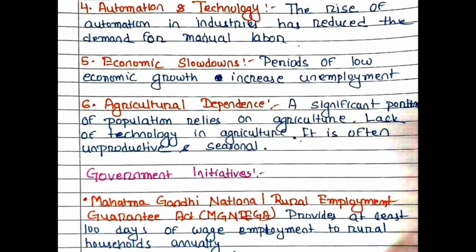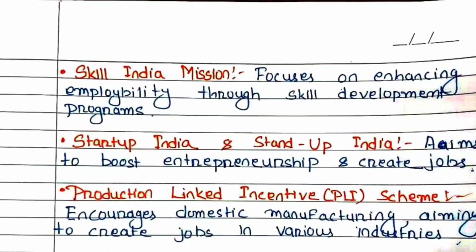Then there are some government initiatives to tackle unemployment in India. We will discuss them one by one. First is the Mahatma Gandhi National Rural Employment Guarantee Act, which is also known as NREGA, and it provides at least 100 days of wage employment to rural households annually. Then the Skill India Mission, which focuses on enhancing employability through skill development programs. It develops the skills of the citizens, which ultimately will deal with unemployment.